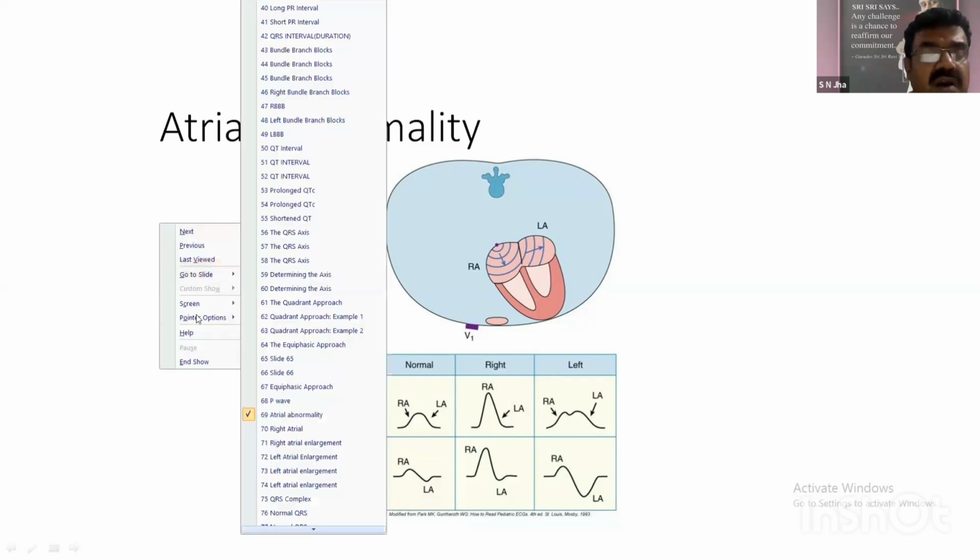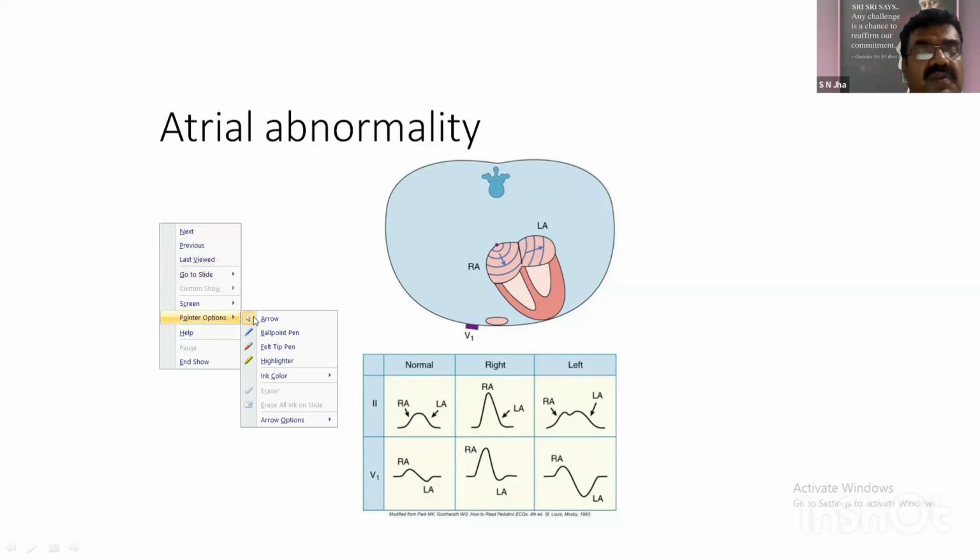Pointer option, pointer option, highlighter.